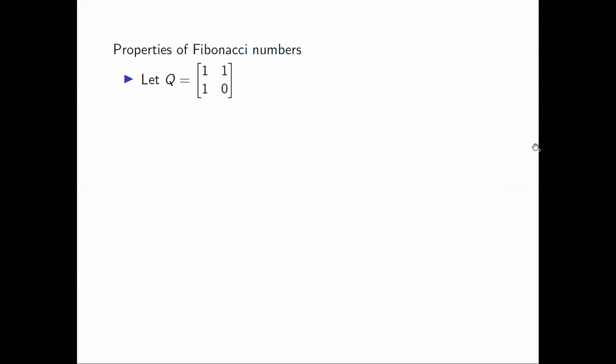Here's one last property that we can look at with Fibonacci numbers. This property uses matrices. We have this matrix Q here. Q equals 1, 1, 1, 0. It's a 2 by 2 matrix. And we look at powers of Q. The first power we look at is Q squared. When we want to multiply Q squared, we just multiply Q times itself. So we have 1, 1, 1, 0, 1, 1, 1, 0.